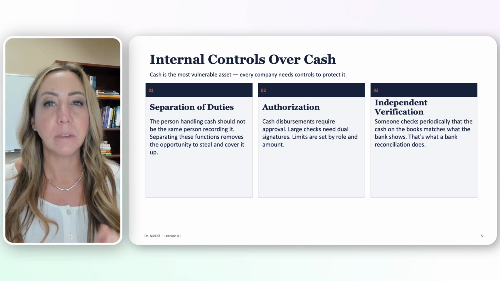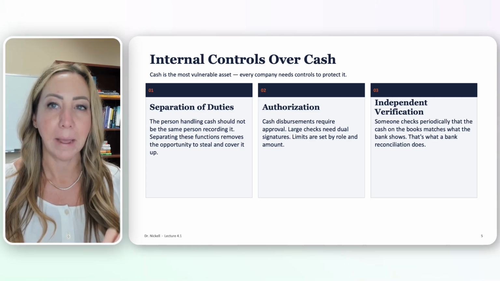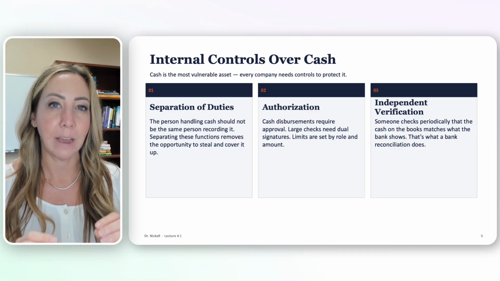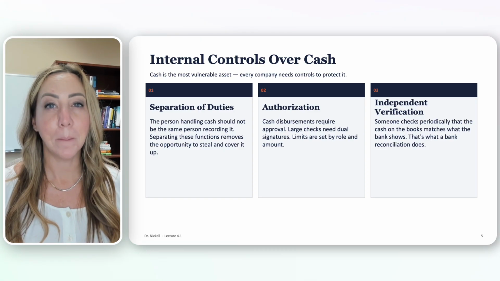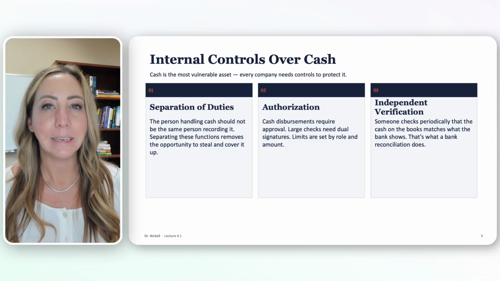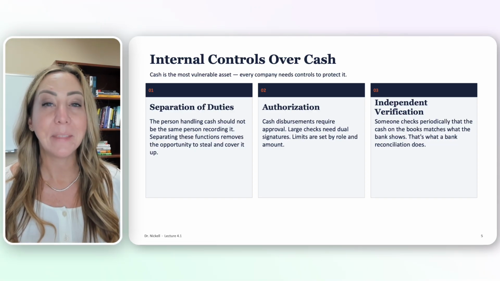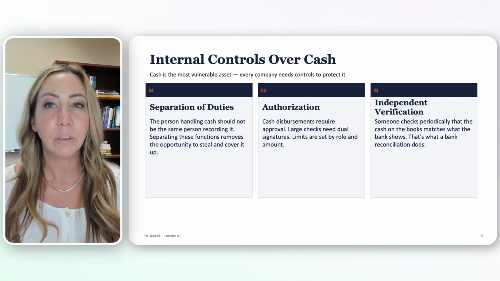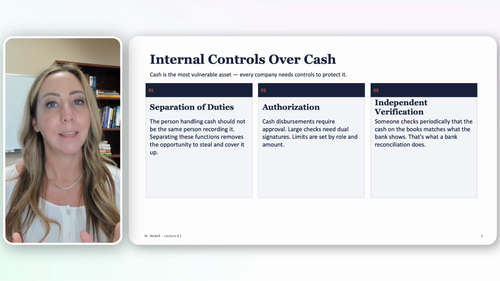The second principle is independent verification. Someone should periodically check that the cash in the bank actually matches what's in the accounting records. And that's exactly what a bank reconciliation does. We'll prepare a bank reconciliation later, so I won't walk through the full mechanics right now, but the key idea is this. The company's records and the bank records both show the cash balance, but they often don't agree initially, for legitimate reasons like outstanding checks or deposits in transit. The reconciliation process identifies and explains those differences. If it can't be explained, that's a red flag.